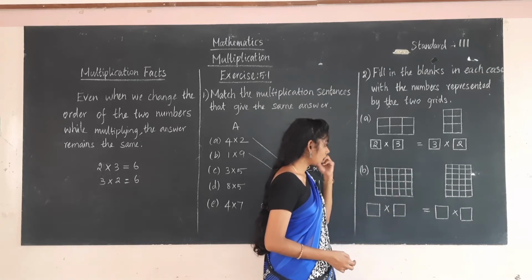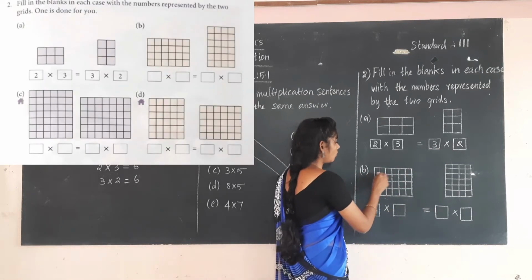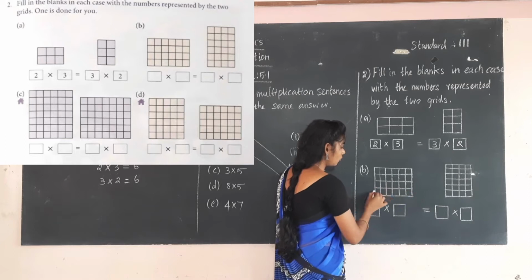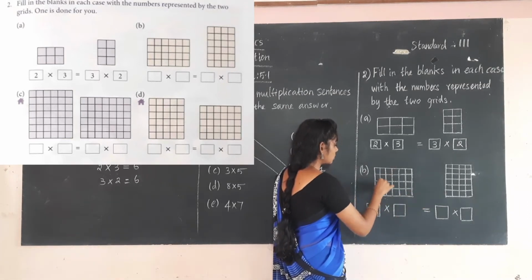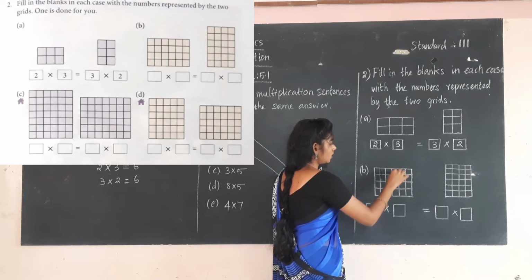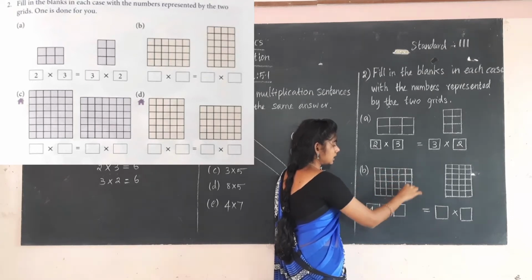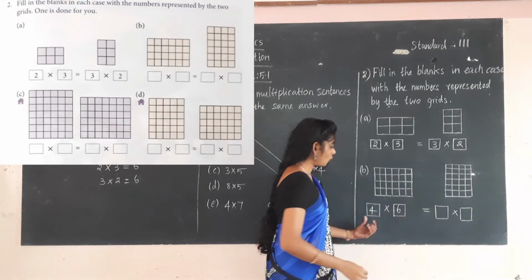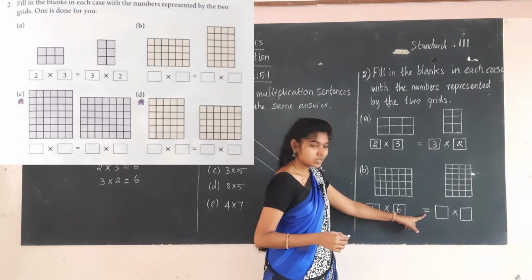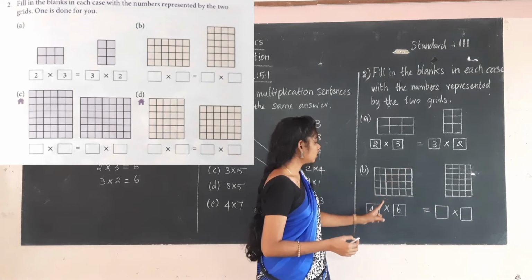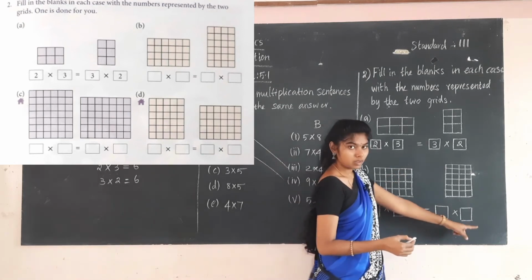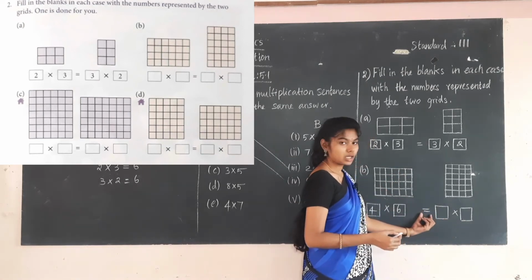And the next one: how many rows are there? 1, 2, 3, 4 rows, so write 4. And how many columns? 1, 2, 3, 4, 5, 6, so write 6 here. So 4 into 6. Here an equal sign is given. The equal sign means these two are the same. Here we have 4 into 6, so this also will be the same, as the equal sign is given here.